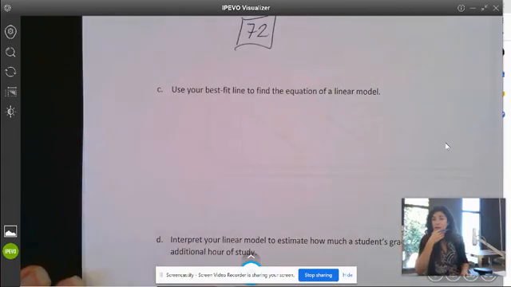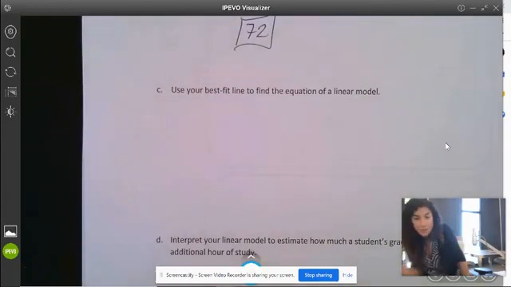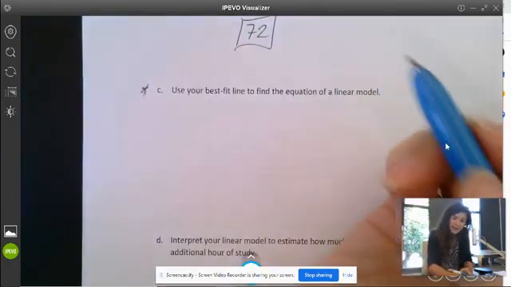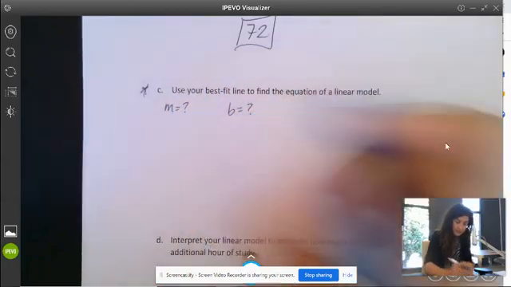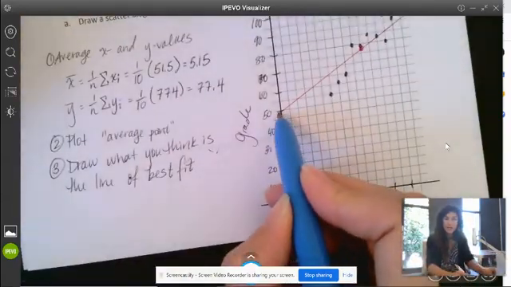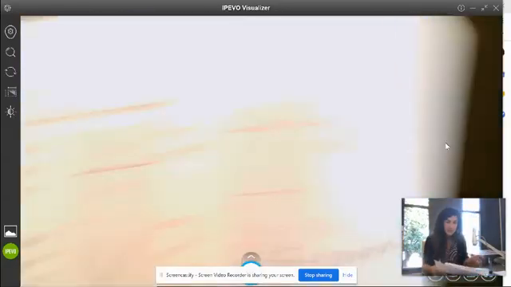Use your best fit line to find an equation of a linear model. Remember, in order to find the equation of a linear model, we need your slope and we need a y-intercept. So we need the m and we need the b. Thankfully, you already have the b right here. I'm going to say 50 for b. The slope is a little bit different.